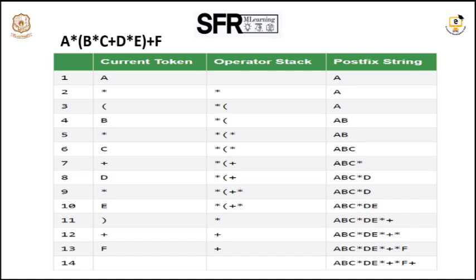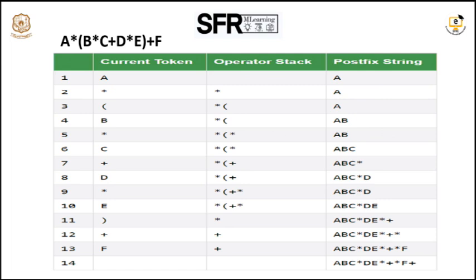And the next character scanned is plus. Before pushing the plus to the stack, first the precedence of the star must be checked. As star is higher than the plus, it must be popped out first and then the plus must be pushed onto the stack. So, plus will be pushed onto the stack and the resultant string will be A, B, C, star.